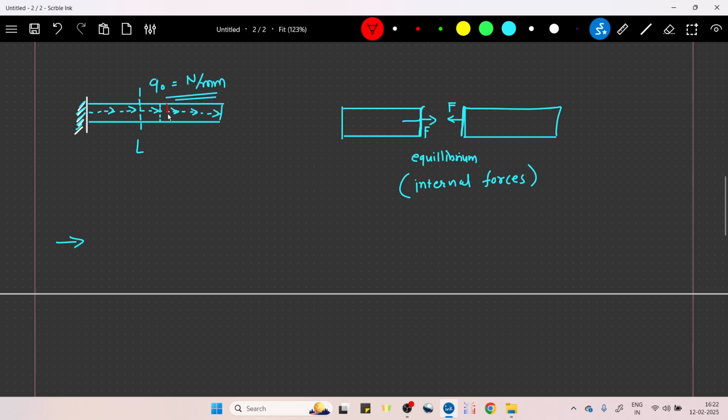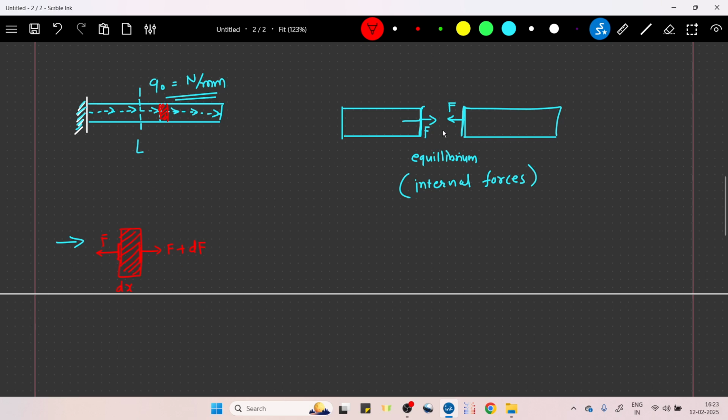Okay, let's take this infinitesimal section. Why am I taking an infinitesimal section? Because I want to derive the partial differential equation, right? So let's take this section of length dx. Okay, and we'll write the internal forces for this section. This is going to be F. And this is going to be F plus dF, right?